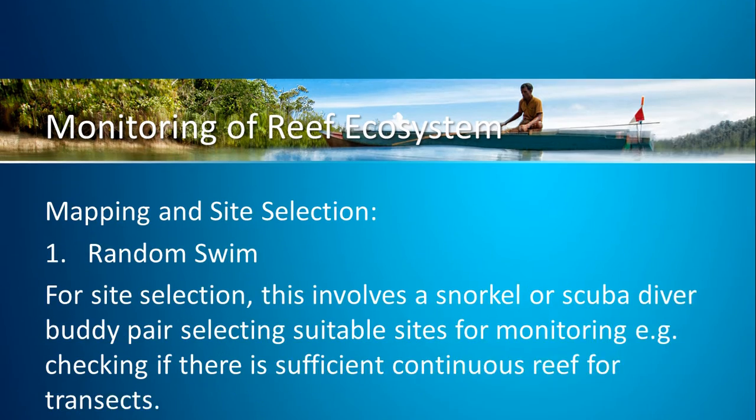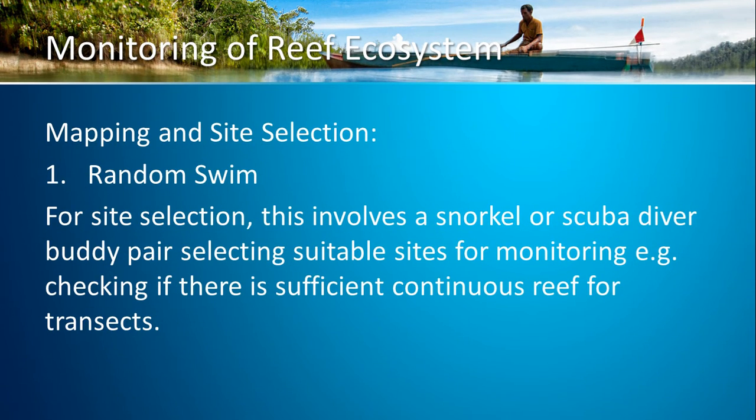Number three is random swim. For site selection, this involves a snorkel or scuba diver buddy pair selecting suitable sites for monitoring, for example, checking if there is sufficient continuous reef for transects.